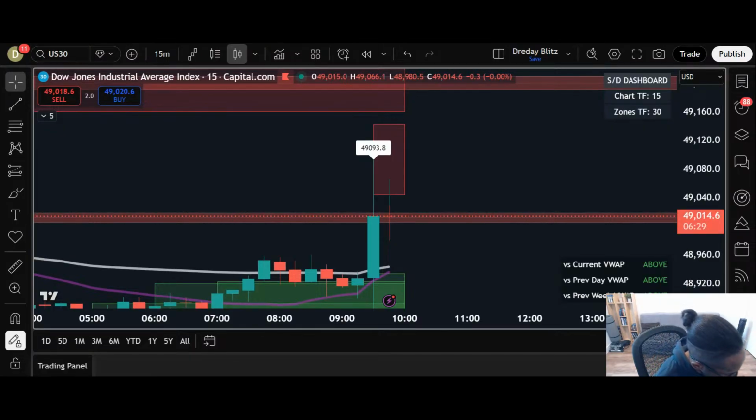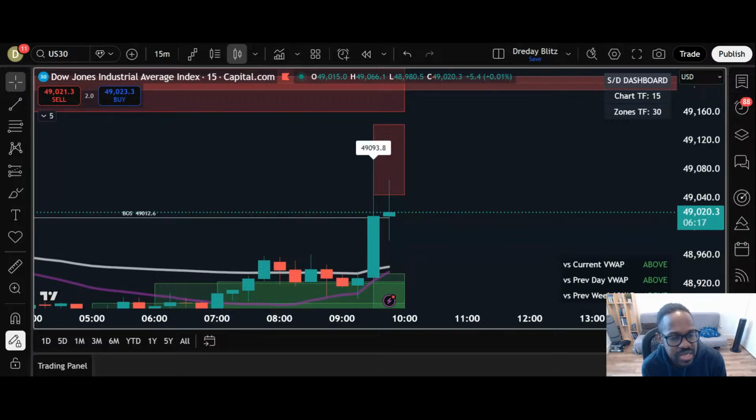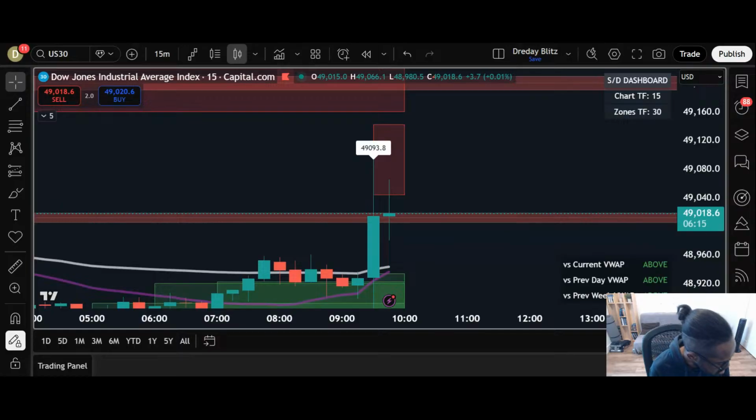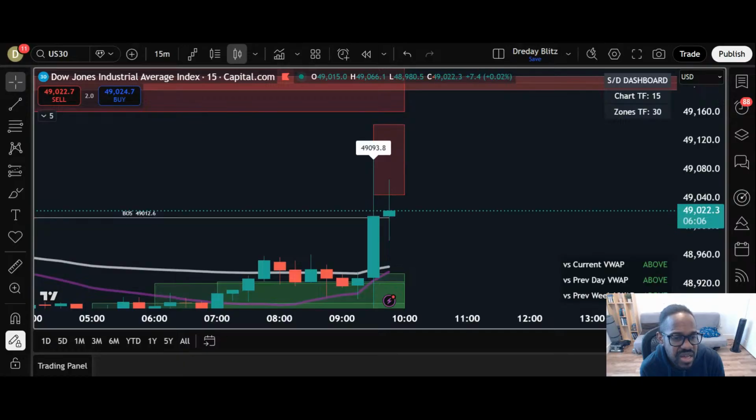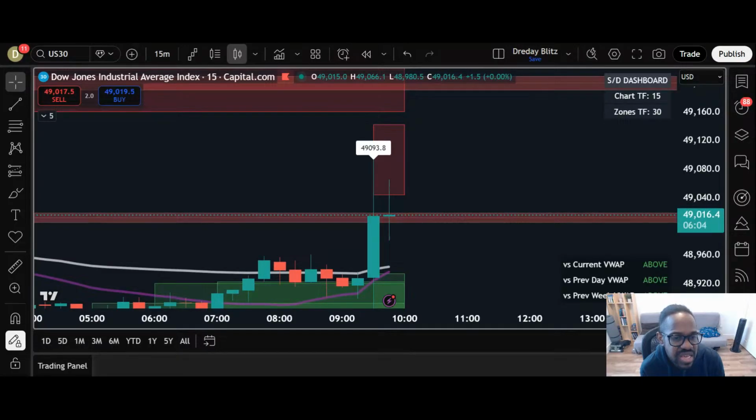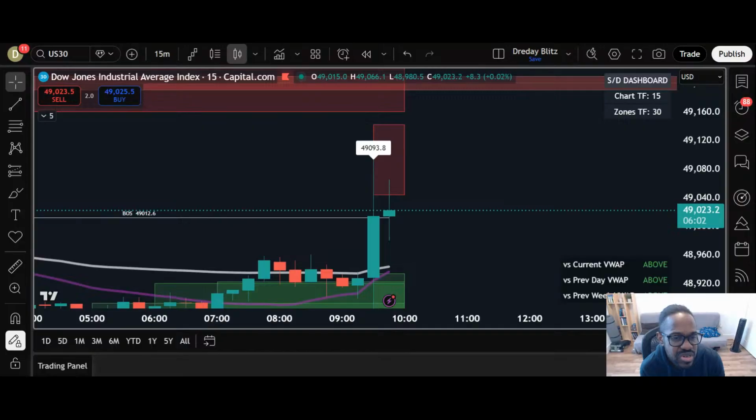All right. So we're bouncing off of that supply zone here. So if we break that to the upside, maybe within the next 7 minutes, I think it's 7 minutes here. If it closes above, we should be going to the upside here eventually. If not, it's gonna pass it and start to reverse.